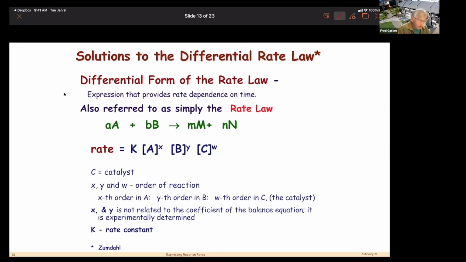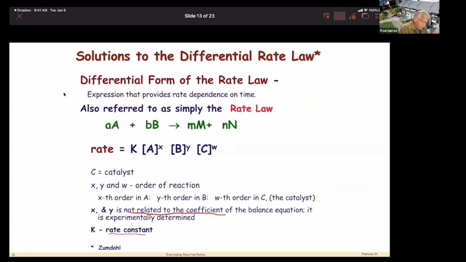X, Y, and W are called the order, and they generally are like powers. Like if you have 2, it means that you're taking the concentration and squaring it. If you've got 3, you're taking the concentration and cubing it. So these X, Y, and W for our class, they are integers. In a more advanced class, they may not be integers, okay? Again, they are not related to the coefficient in the balanced equation.